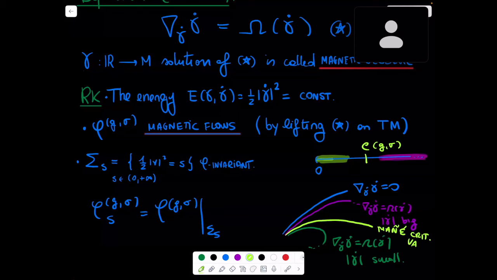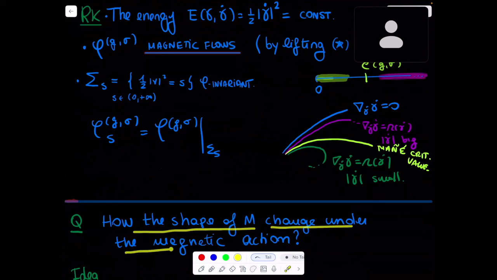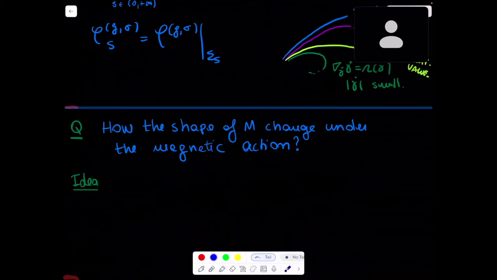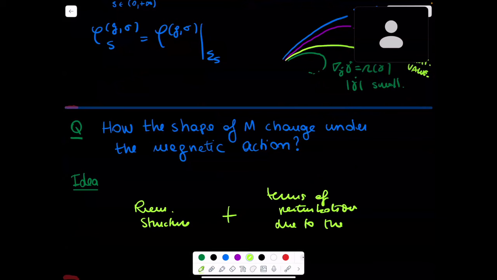Now, the question is the following. From a geometrical point of view, I would like to understand how the shape of M changes under the magnetic action. And the idea is that I would like an object which codifies together the Riemannian structure plus terms of perturbation due to the magnetic interaction.